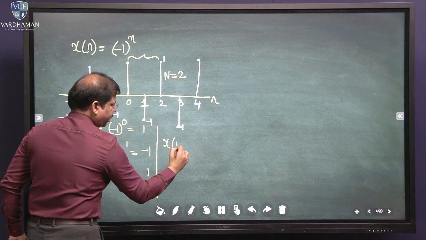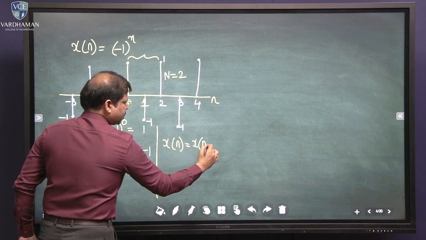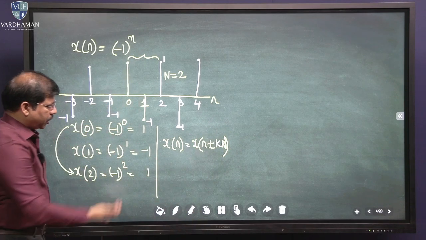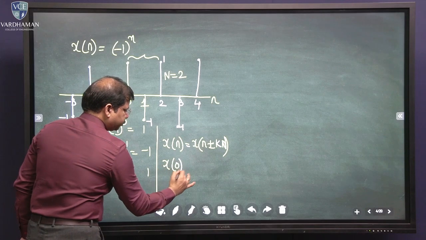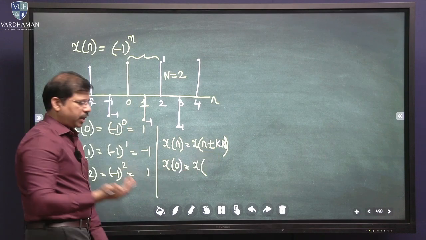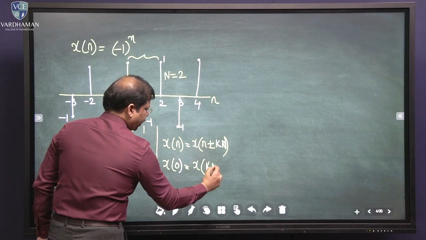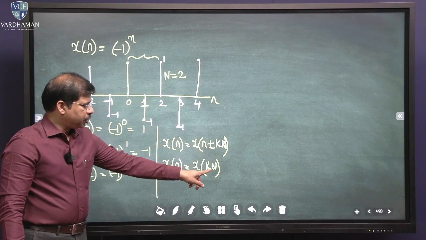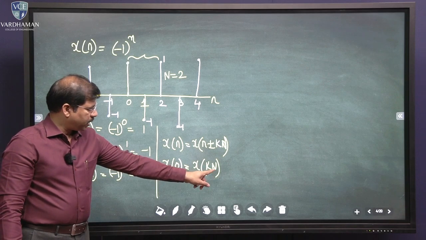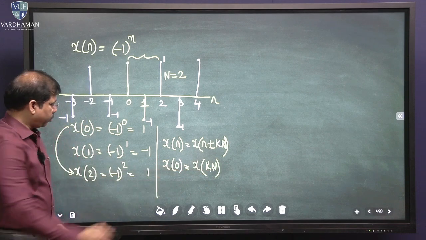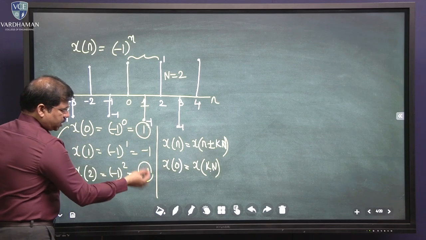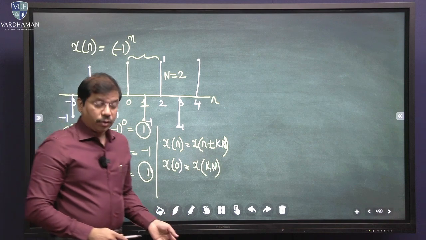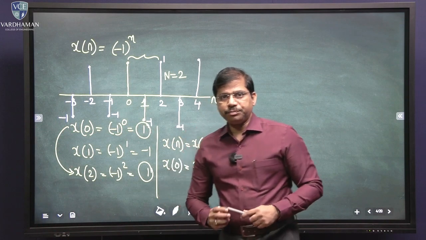You look at our formula, x of n equals x of n plus k capital N. Now if I substitute n equal to 0 there, you can take only one value, so I get kN. Assuming that k equals 1, if I look at the n value, I'm getting the same answer. Whatever value I have at n equal to 0, the same value I can also see at capital N equal to 2. So you can also conclude this way that the time period equals 2.